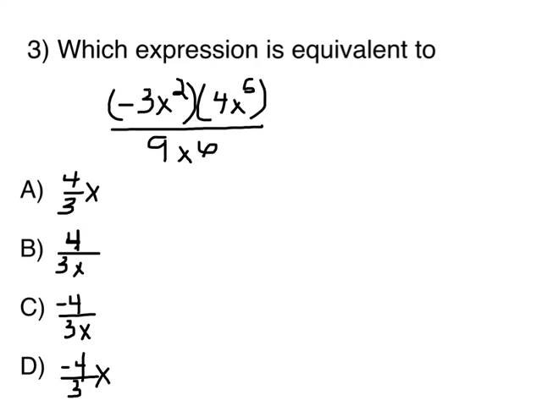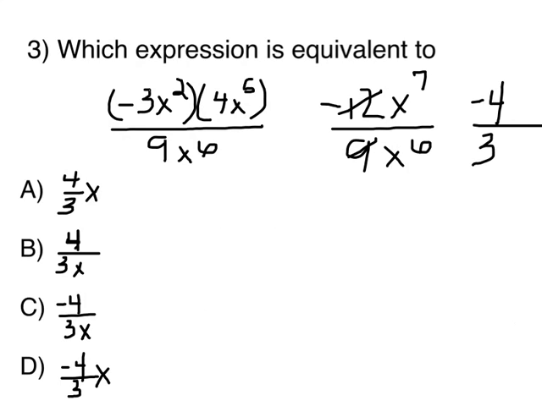In question 3, we're asked which expression is equivalent to negative 3x squared times 4x to the 5th divided by 9x to the 6th. We can first start by multiplying our numerator to get negative 12x to the 7th over 9x to the 6th. And then we could take our fraction and reduce this. 9 and 12 are both divisible by 3. And if we reduce our variables, cross off 6 x's on the bottom and 6 on the top, we'd be left with negative 4x over 3.